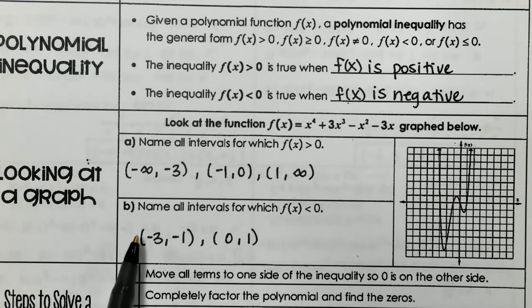Okay, now it says name all intervals for which f of x is less than 0. So where is y less than 0? Well, right here it is. So we go from negative 3 to negative 1, because this is all less than 0. And then this is less than 0 here. So from 0 to 1.